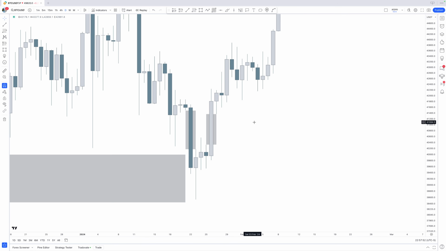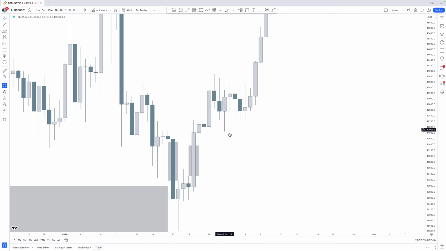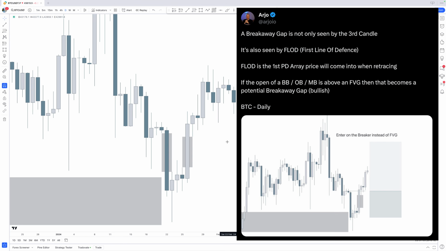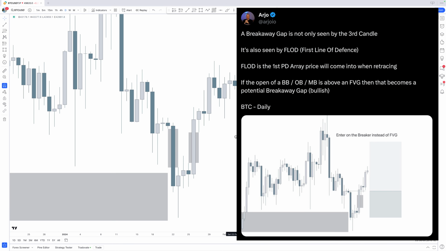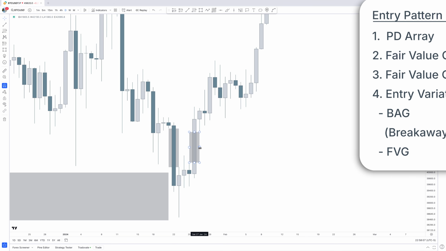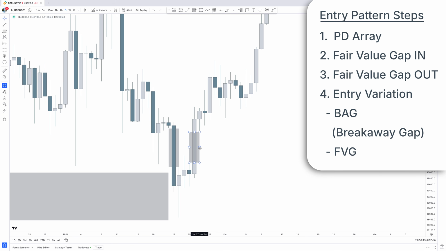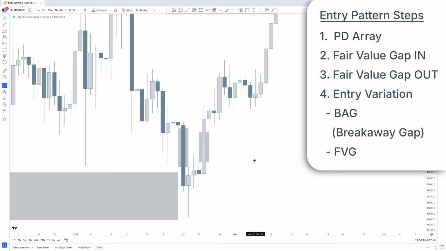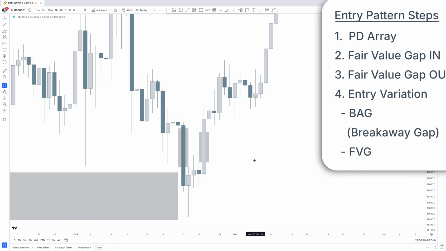And recently, when Bitcoin was actually around here, I tweeted the following. And I mentioned on Bitcoin right there that you would not want to enter on that fair value gap right there. And this is where the fourth step comes in. This is where the entry variation comes in, where we need to understand if this fair value gap right there that is coming out of the PD array, so the third step, the fair value gap out, is that a breakaway gap, so a BAG, or is that an FVG, a fair value gap?